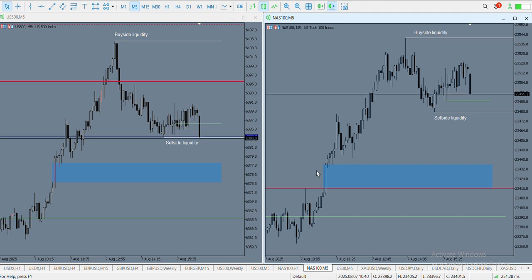NAS 100, we're moving lower. So US 500, we've touched sell side below the 383 level. And I expect it to move into the 15-minute buy side imbalances and efficiency that is on the discount. One minute, 1 minute, and then the bell rings.